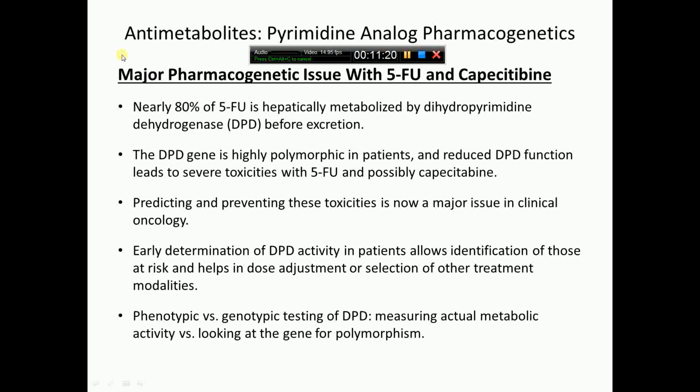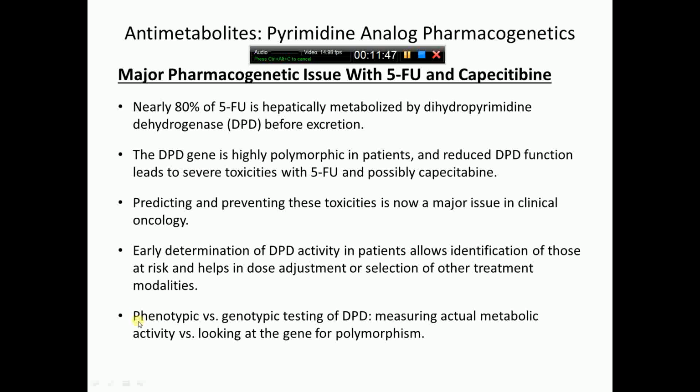So 5-fluorouracil is going to be metabolized by DPD, or dihydropyrimidine dehydrogenase. Nearly 80% of it is hepatically metabolized by this enzyme. To keep a long story short, some patients have a dysfunction in this enzyme, or they have a mutation in the gene, rendering DPD less active. These patients can then experience toxicity.